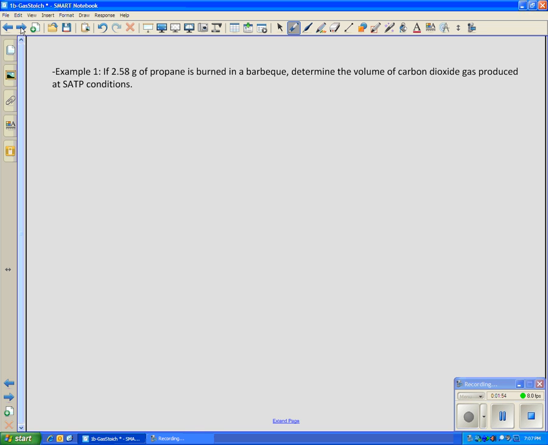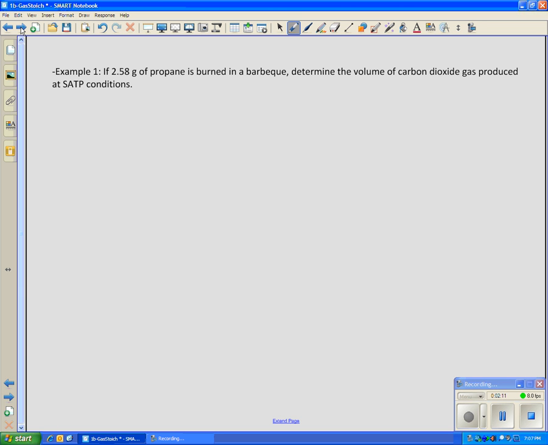So let's look at a couple of examples. In this first example, we have 2.58 grams of propane that's being burned in a barbecue, and we need to determine the volume of carbon dioxide gas produced at SATP conditions.